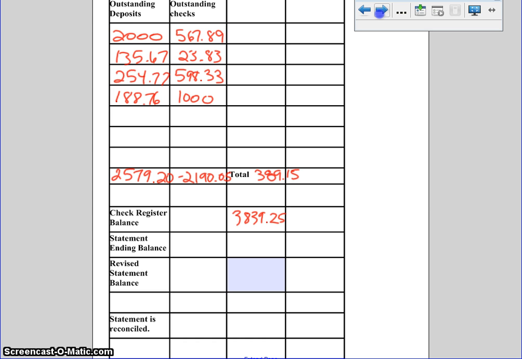Going down here to the check register balance, it was listed at $3,839.25. The statement ending balance was $3,450.10. Now here we're going to also add to that the $389.15, and the revised statement balance is then $3,839.25, and you'll see from these values that they match and the statement is then reconciled. And that's all we have for today.